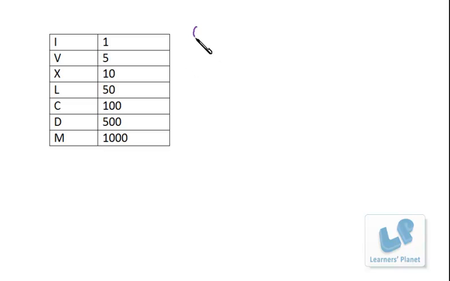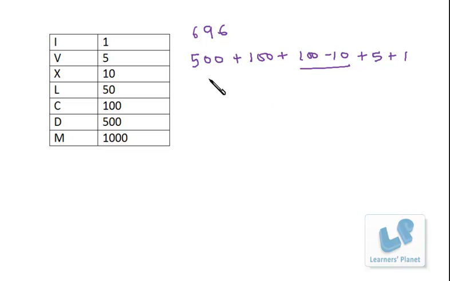Suppose I wish to write 696. So it's 500 plus 100 plus 90, which can be written as 100 minus 10. Put an underline over here. Then plus 5 plus 1. Okay. So 500 is D, 100 is C, 100 minus 10, that means I have to write X before C. So it's X, C, then 5 is V, and then I. Okay. The method is very simple. You just break the number like this and put an underline where you have to find out the difference between the numbers. Okay. Then just put the symbol.